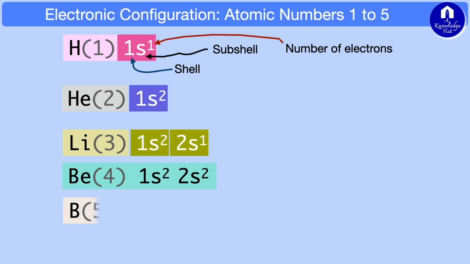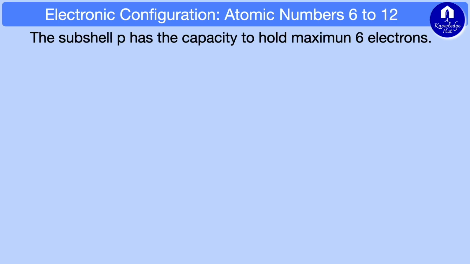Boron has 5 electrons. Its first 4 electrons go into the 1s and 2s subshells, filling them completely. The fifth electron goes into the next subshell, 2p, making its electronic configuration 1s2, 2s2, 2p1. The subshell P has the capacity to hold a maximum of 6 electrons.